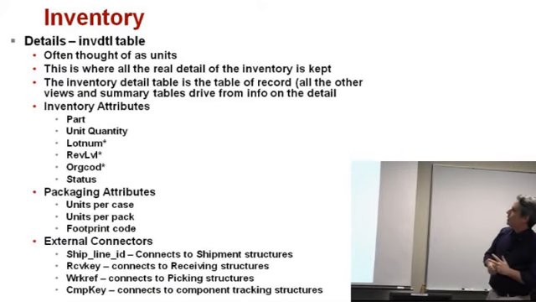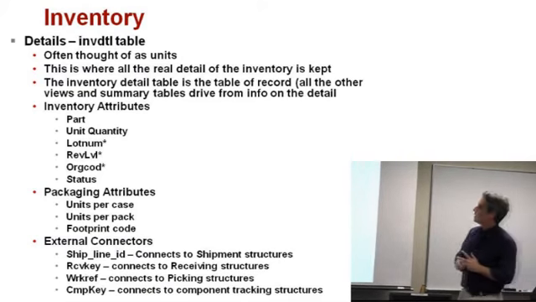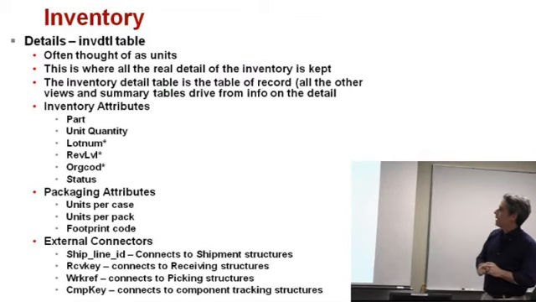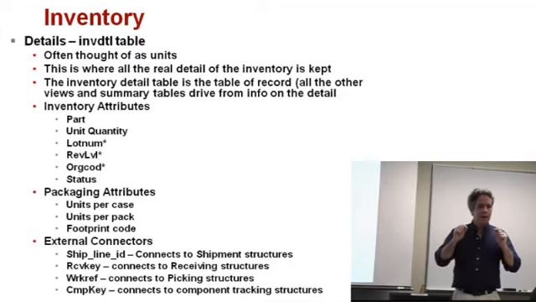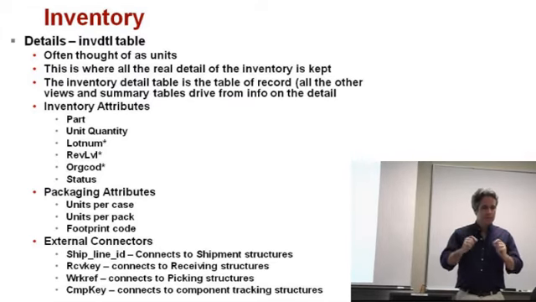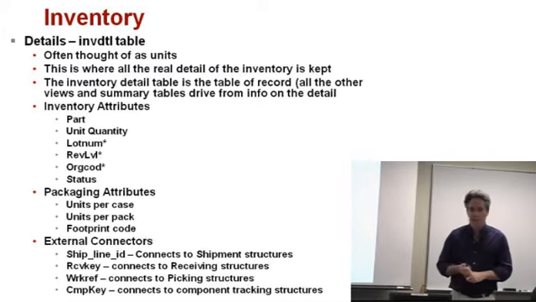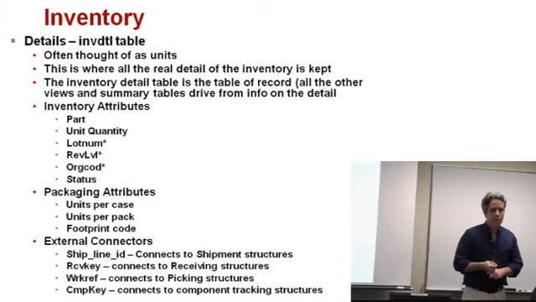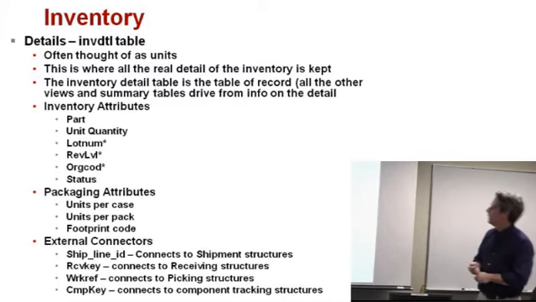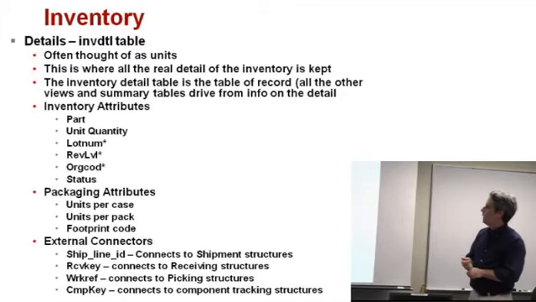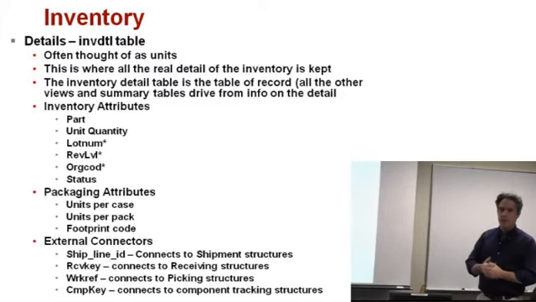Okay, details, often thought of as units. This is where all of the inventory is kept, all the details about the inventory, and it is the source record for everything else in the system, right? So this thing drives all the rest of the views and all the summary tables, like the IMV sum table. Those get driven off of what's on the inventory detail table. The attributes, part, unit, quantity are the most often things that you want to get off of there.